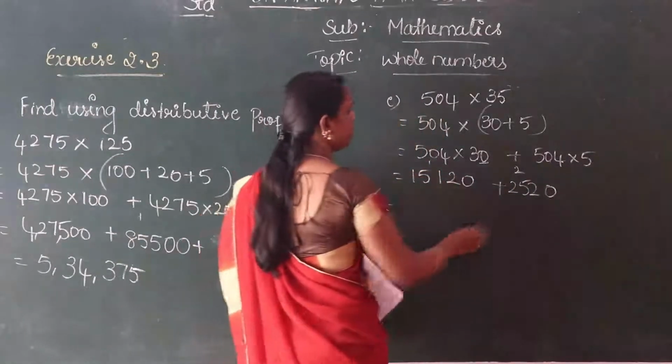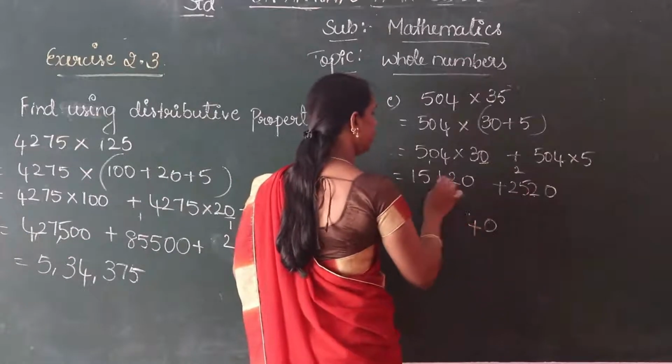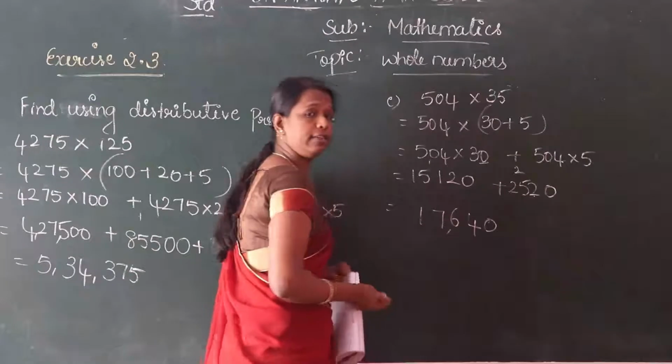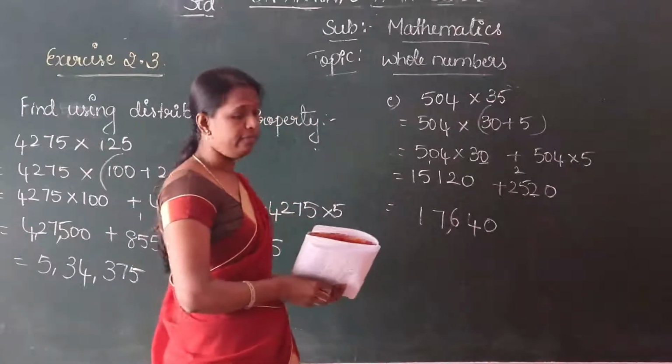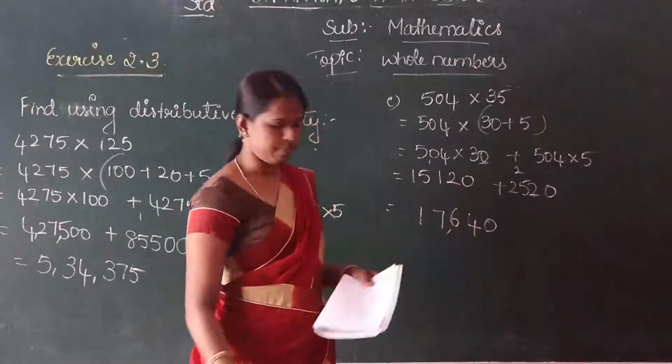Adding these two numbers: 0 plus 0, 0; 2 plus 2, 4; 5 plus 1, 6; 2 plus 5, 7; 1. Answer is 17,640.